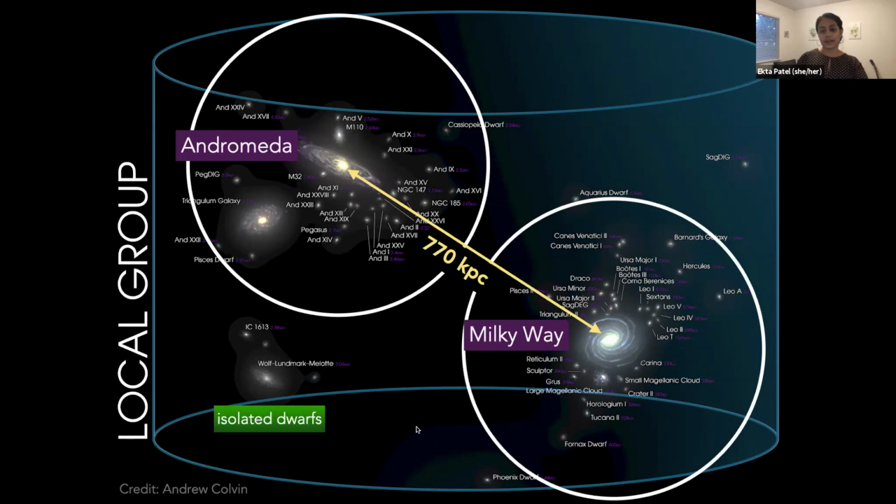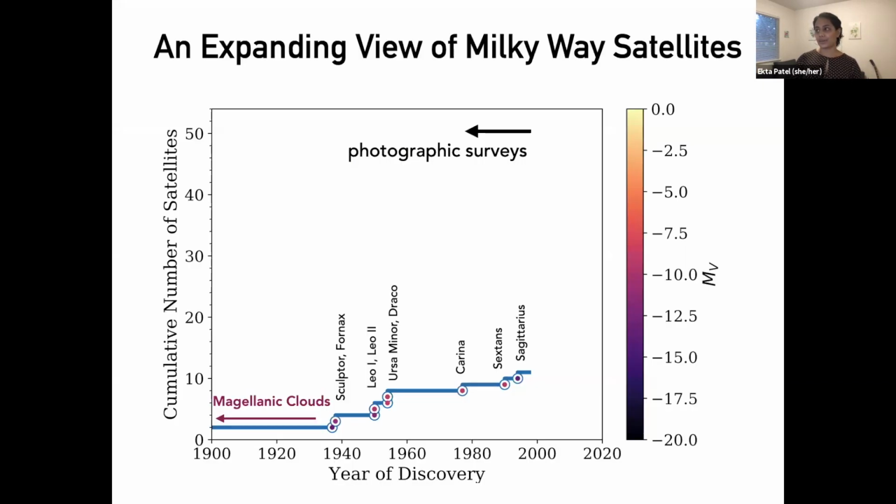So if we look at the historical timeline of when the Milky Way satellite galaxies were discovered, you'll see that this has been a really booming field. Here I'm showing on the x-axis the year of discovery of these satellite galaxies compared to the cumulative number. And I've gone ahead and colored each of these points by their absolute magnitudes as well.